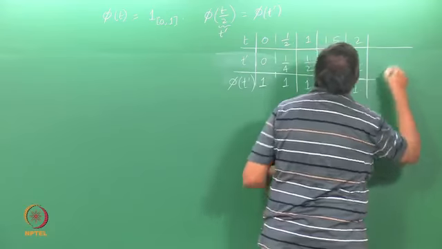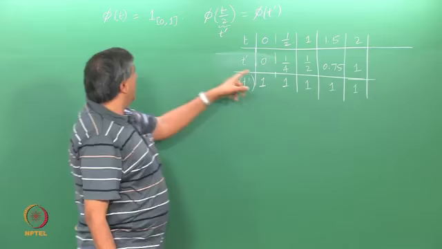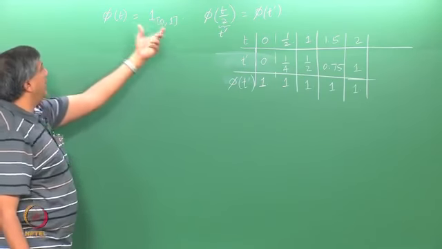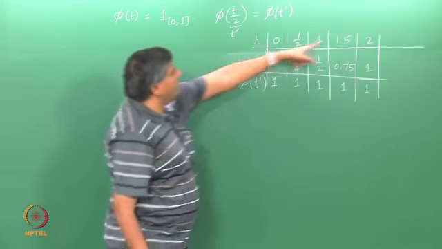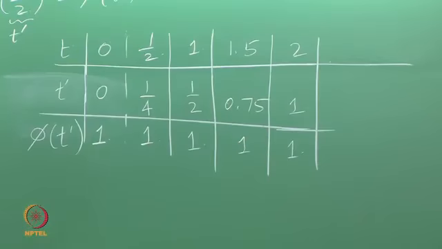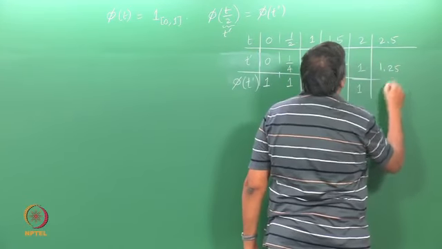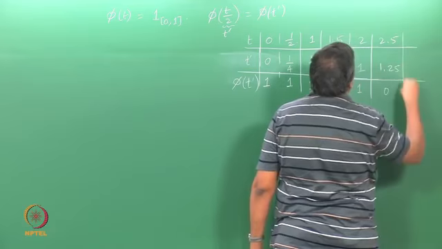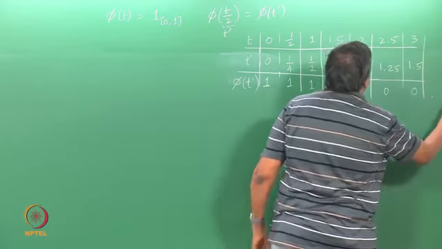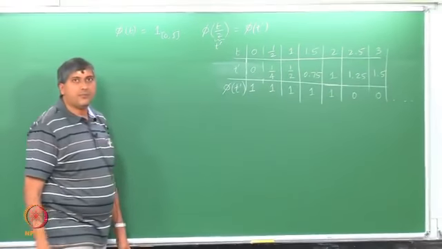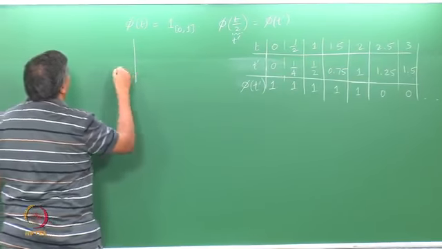As you can see, already phi of t prime is a dilated version. Why? Because phi of t is 1 in the interval 0 to 1, but phi of t by 2 is 1 in the interval 0 to 2. So, it has been already stretched. The moment I step out of this interval, 2.5, let us say 1.25, it goes to 0, and so on. So, even if I look at 3, it remains 0. So, if I were to draw phi of t prime, this is how it would look like.